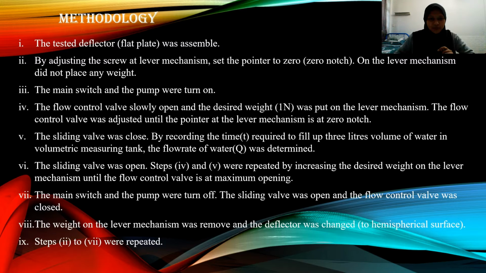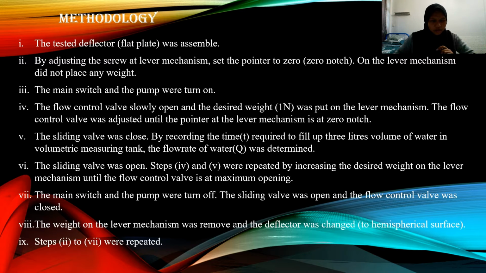Now, I will explain the methodology for Experiment 5. First step, the test deflector, which is the flat plate, was assembled. Next, by adjusting the screw at the lever mechanism, the pointer was set to 0, which is the 0 notch. No weight was placed on the lever mechanism. The third step, the main switch and the pump were turned on. Next, the flow control valve was slowly opened and a desired weight, such as 1 Newton, was put on the lever mechanism. The flow control valve was adjusted until the pointer at the lever mechanism was at the 0 notch.